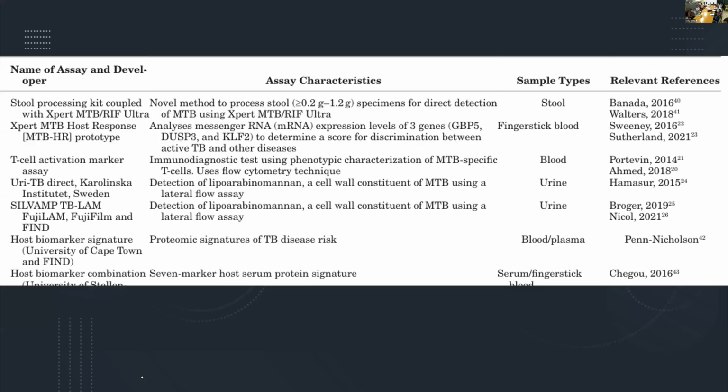And these are the novel assays they have looked at in the baseline. They have looked at the stool Xpert. They have taken finger stick blood to look at the host response prototype. They have taken some blood samples to look for T-cell activation marker. They have taken urine samples to assess 2 urine assays, that is the detection of lipoarabinomannan. And they've also taken blood to look for the proteomic signature. But we'll be concentrating on the results of the second test.